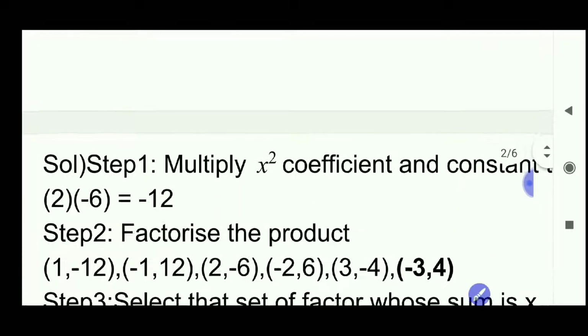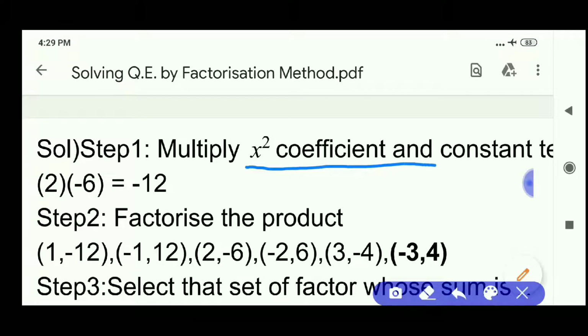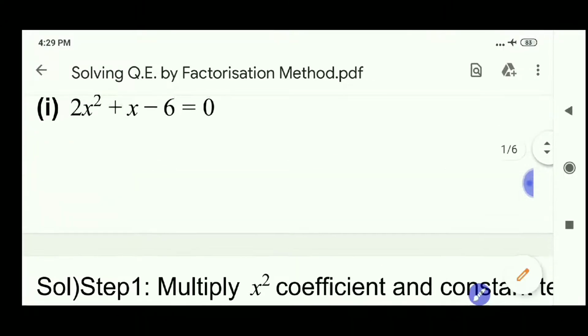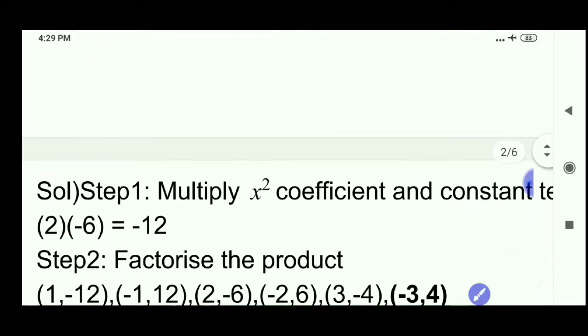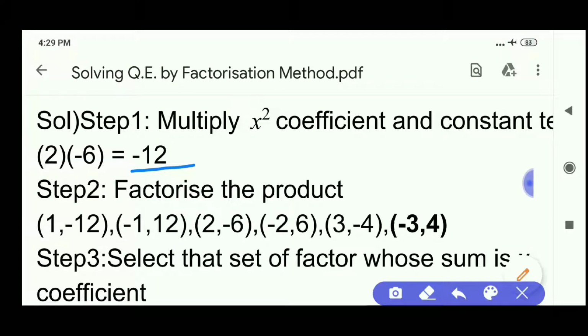Now let us solve. Step 1. Multiply x square coefficient and constant. Here x square coefficient is 2 and constant is minus 6. Multiply them. It is minus 12. What is step 2? Factorize the product. What is the product? Yes, minus 12. Factorize it. That is 1 comma minus 12. Second one, minus 1 comma 12. Next, 2 comma minus 6. Next, minus 2 comma 6. 3 comma minus 4. Minus 3 comma 4. Thus, we factorized the product.